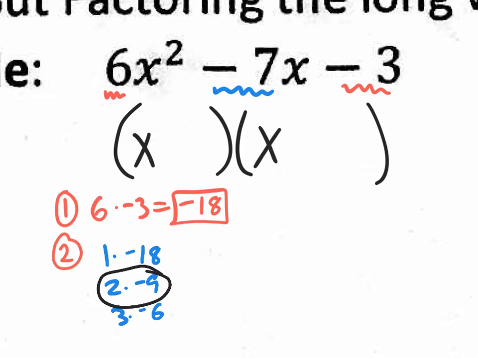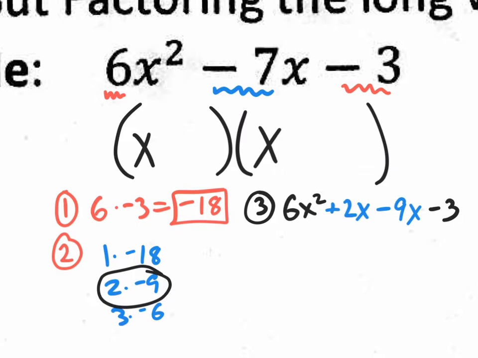So what do we do with that pair of numbers? Step 3 on the long method is where you rewrite your trinomial as a polynomial. You're going to take these 3 terms and convert it to a 4-term polynomial. So the 6x squared is going to stay the same, but the negative 7x I'm going to rewrite as these 2 numbers: positive 2x minus 9x. And the c value is still going to be negative 3. Now, why would we want to change 3 terms to 4 terms? Because now we can factor by grouping.